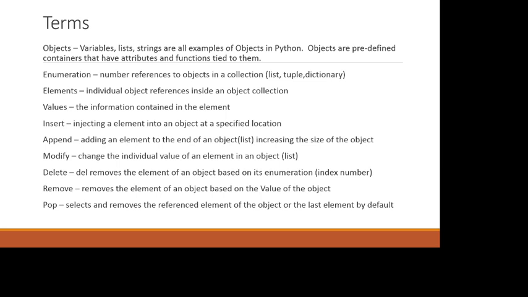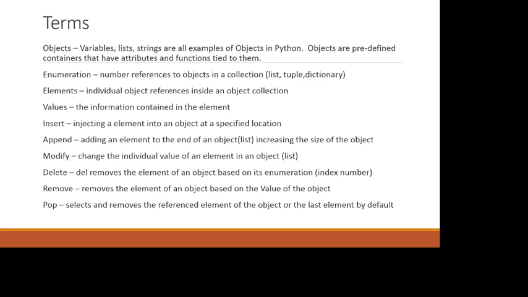We can insert, that's basically injecting an element. An element would be, if we have a string list, inserting a new string object into the list. And we could insert it at a specified location. You can insert it at the beginning, the middle, the end. Append is when you take and you add an element, again an individual object with a value, to the end of a list or object. And that would increase the size of the object.